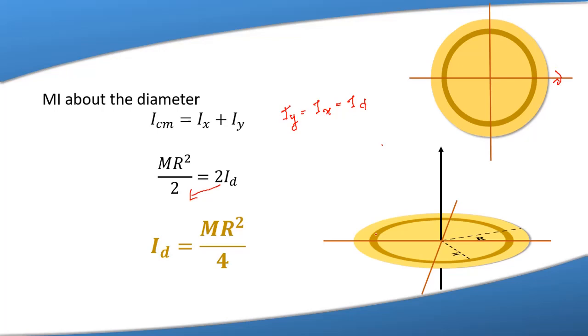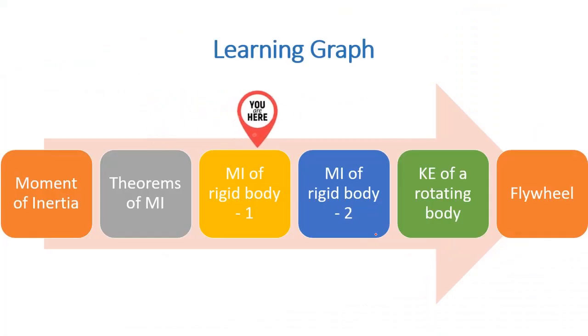Hope you are clear with this. So, dear student, so far we have learnt about the moment of inertia of three rigid bodies, that are the rectangular lamina, the uniform bar, and also the moment of inertia of a disc. We will learn about the moment of inertia of some more regular bodies, and we'll have fun learning rigid body dynamics.